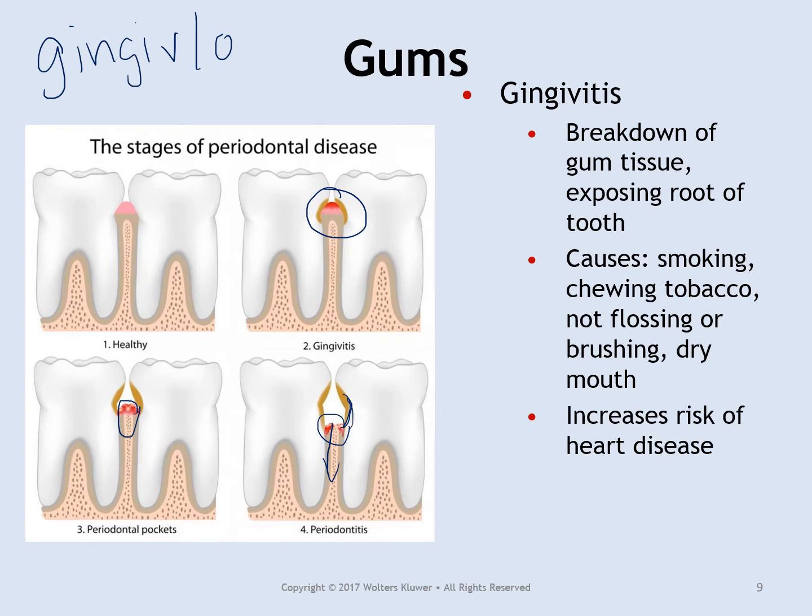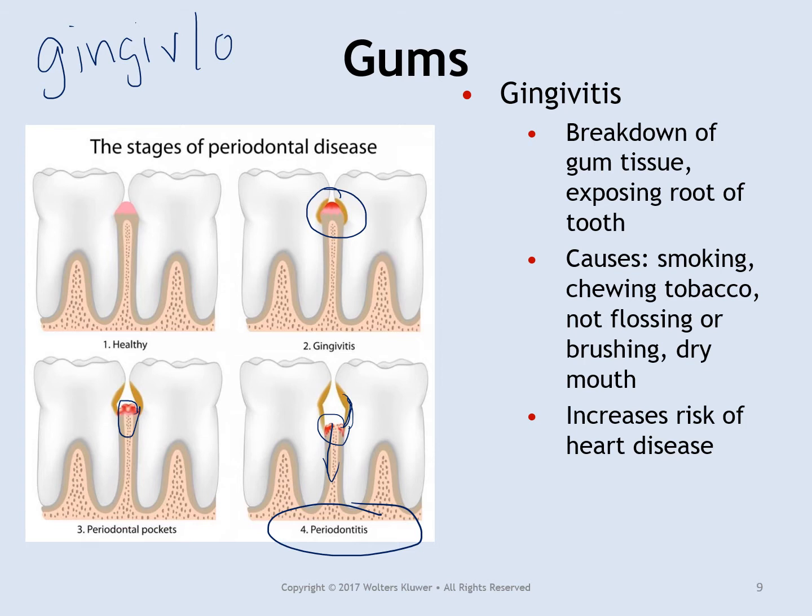This is bad. The root of the tooth is very sensitive. It's also not protected the same way that the top of your tooth is, so it's more susceptible to developing cavities. By the time you hit this stage right here, periodontitis, you're going to be looking at some pretty serious dental bills and probably surgery to repair and replace the bone tissue and the gum tissue that you lost in between the teeth.